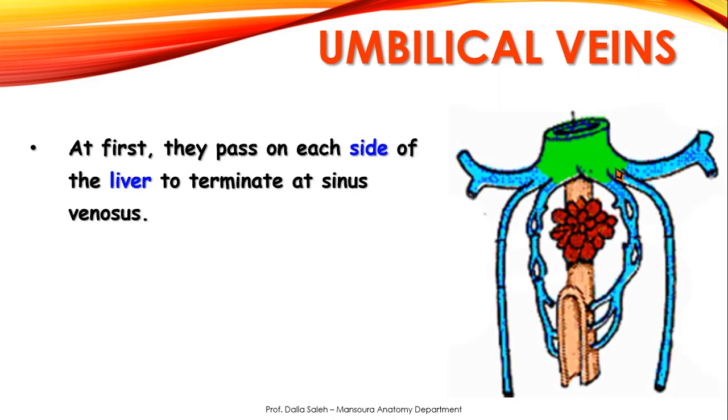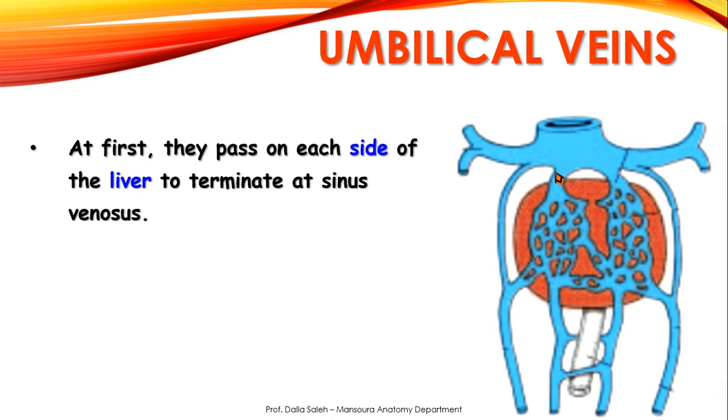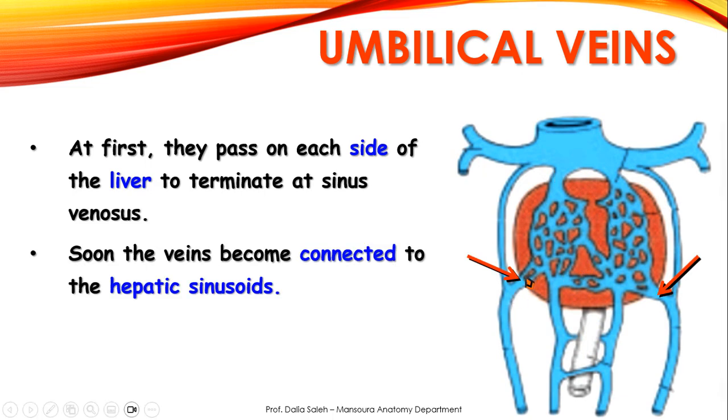At first, the two umbilical veins pass on each side of the liver to terminate into the sinus venosus. As we can see here, these are the two umbilical veins. They lie on each side of the developing liver and they terminate into the sinus venosus. But with further development and enlargement of the liver, they get connected with the hepatic sinusoids. So the umbilical veins here on the right side and on the left side get connection with the hepatic sinusoid. But you can notice that they are still connected with the sinus venosus.